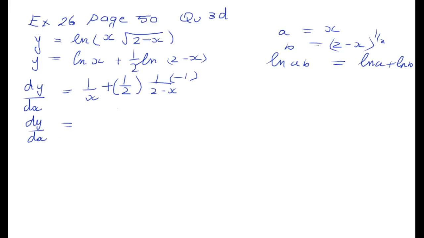And just writing it out a bit neater. So 1 on x plus, well actually it's not plus because it's positive 1 times negative 1, so I'll just change that to a negative. And so it's 1 on the numerator, 2 lots of 2 minus x on the denominator. And we're done.